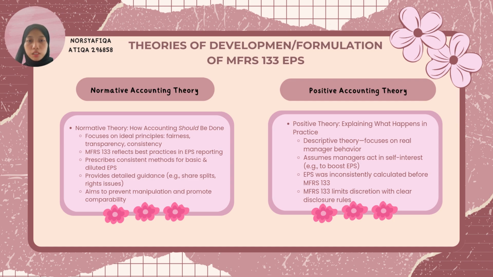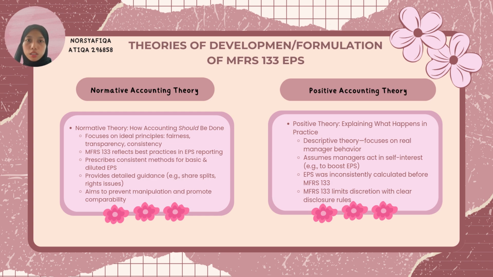Let's start with normative accounting theory. This theory is prescriptive, meaning it's focused on how accounting should be done, based on ideal objectives like fairness, transparency, and consistency. MFRS 133 reflects this normative approach by setting out what is considered best practice for calculating and presenting earnings per share or EPS.